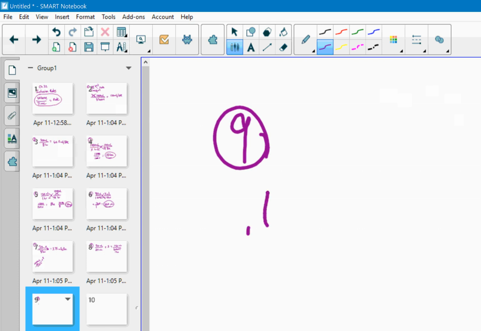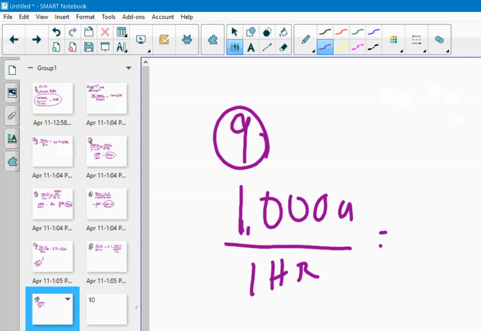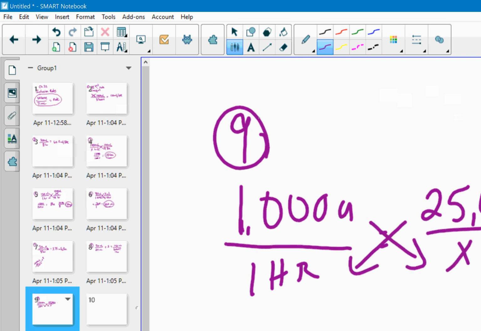So you have 1,000 units for 1 hour. And of course it said that it wants to be with 25,000 units. Okay, so we're just going to cross multiply that. 25,000 times 1 would be 25,000. 1,000 times x would be 1,000x. Again, you could cross out your zeros here. And it should come up to be 25 hours.